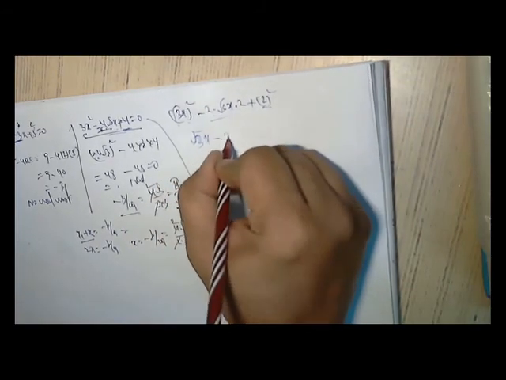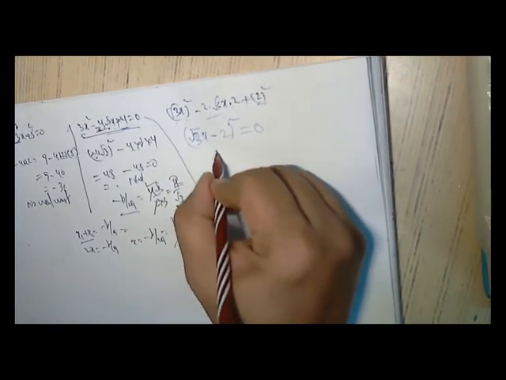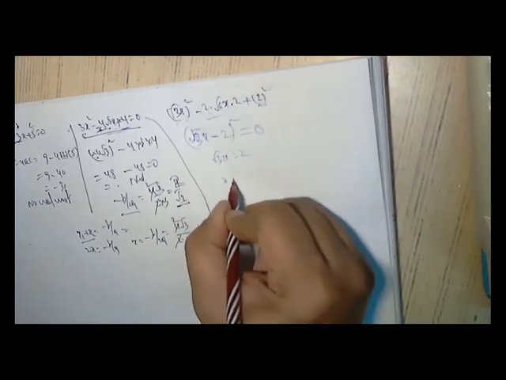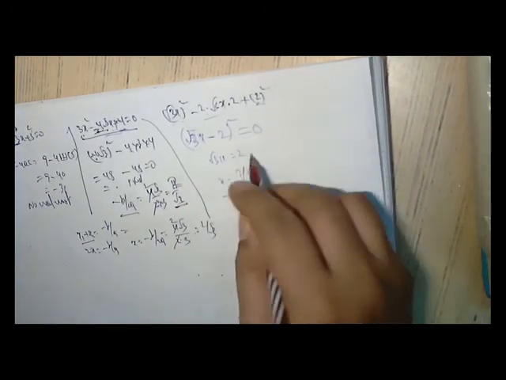Root 3x minus 2 whole square. When this is equal to 0, root 3x is equal to 2, so x is equal to 2 by root 3. This is a perfect square. So let us see, this we could understand.